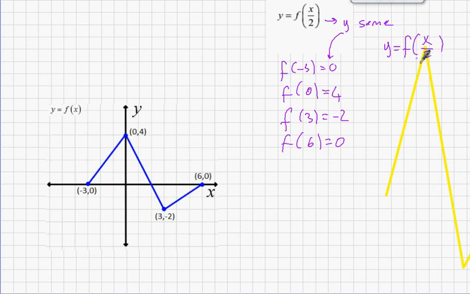So we are looking for x values. Something over 2 must be here, and that thing should be 3, because we will keep the y numbers the same. So inside the parentheses, I must have minus 3. To have minus 3, instead of x, I must put minus 6.